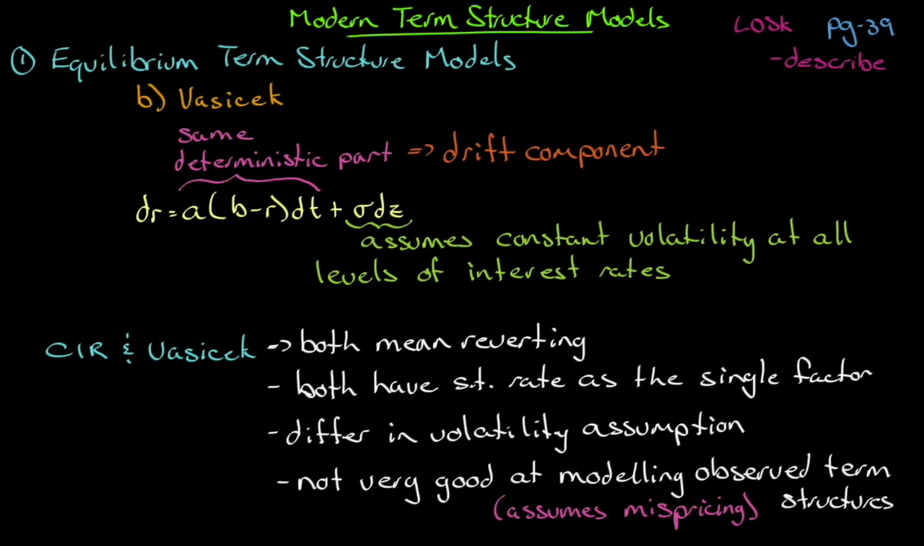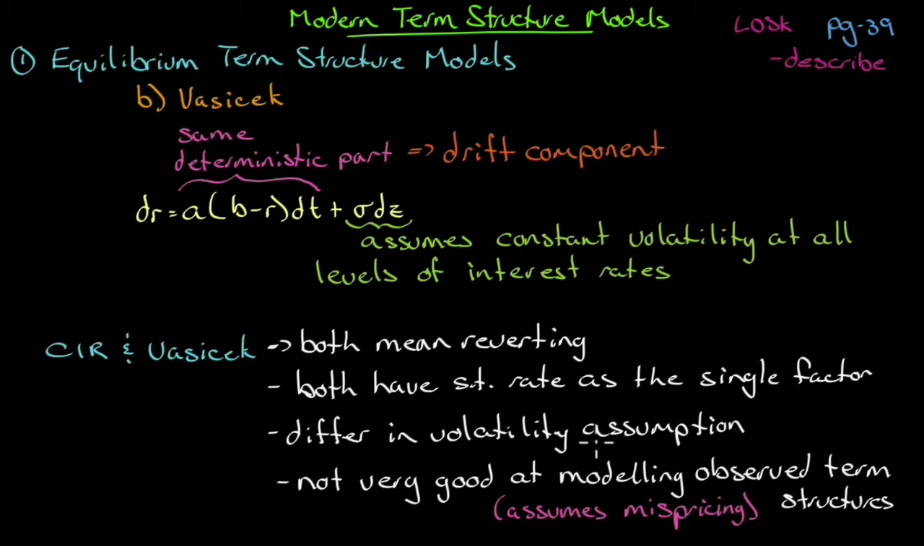So the second model we'll look at is really the same thing that we just looked at with one change of assumption. This is a Vasicek model. You have the same deterministic part, except look here, we don't have the square root of r. It assumes constant volatility at all levels of the interest rate. So if we're looking at both the models, they're both mean reverting, which is nice. They both have short-term rate as the single factor. They differ in their volatility assumption.